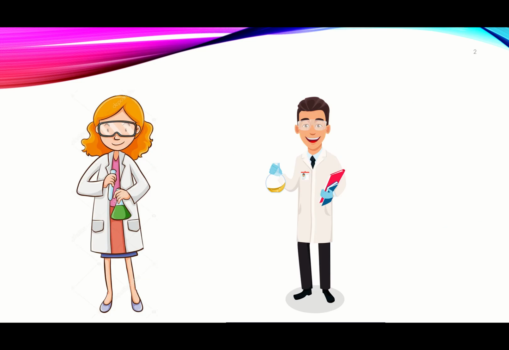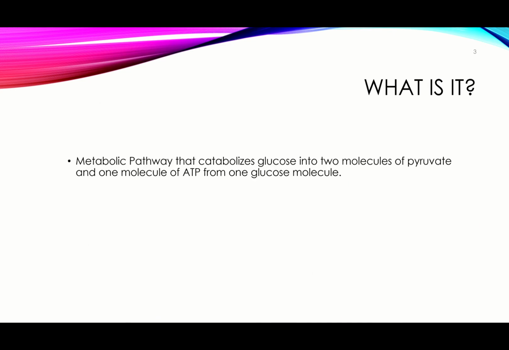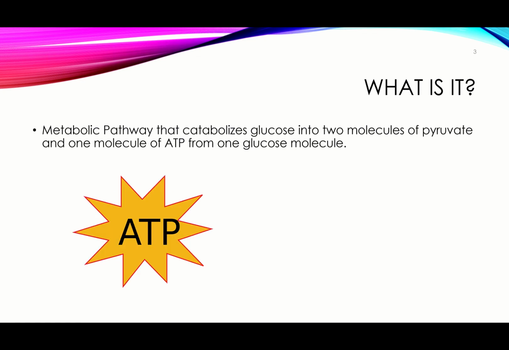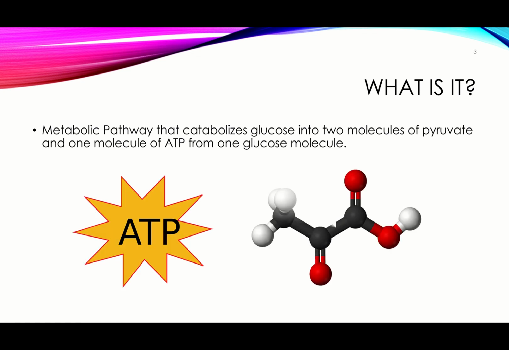Are you up to? I'm about to test some bacteria that use the Entner-Doudoroff pathway. That's a funny name. What is it? Well, actually, it's a metabolic pathway that breaks down one molecule of glucose into 2 molecules of pyruvate and 1 molecule of ATP. Wow. How does that work?